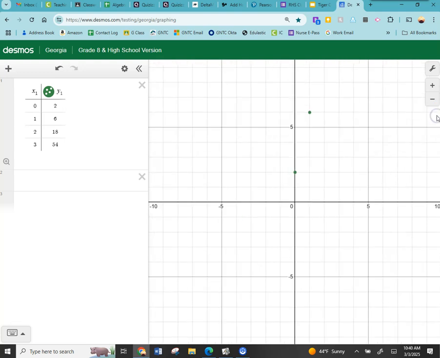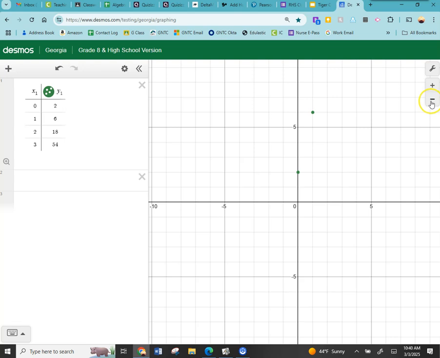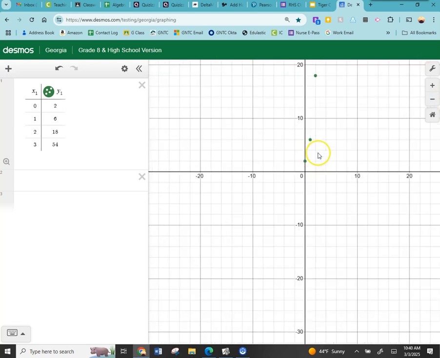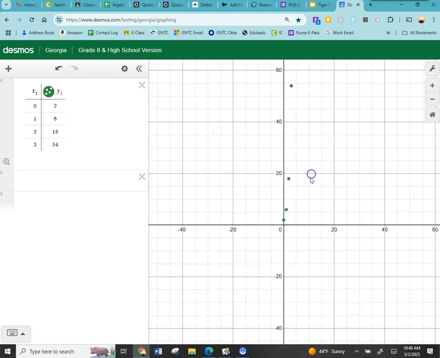So compare this. See, this is the home button, right? I can't see but the 2 points. If I zoom out, I really don't see a curve. This looks like a straight line, wouldn't you agree? This looks like a straight line.